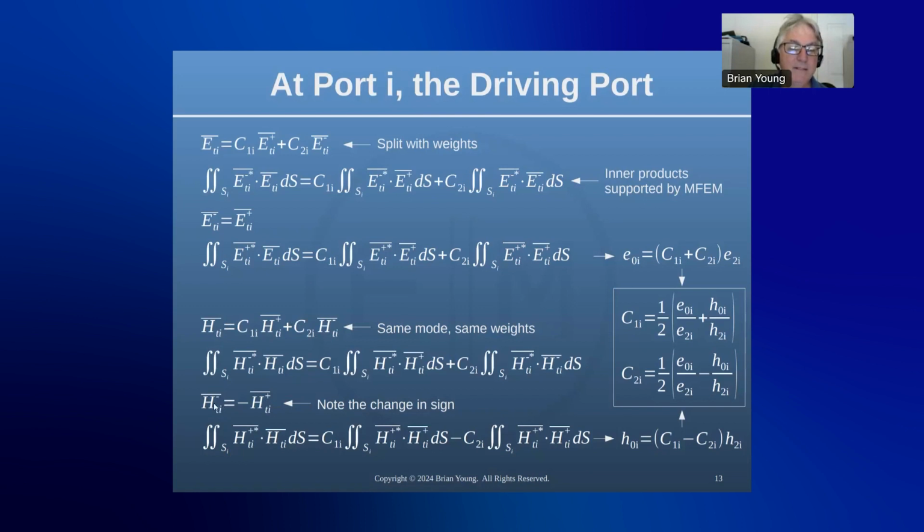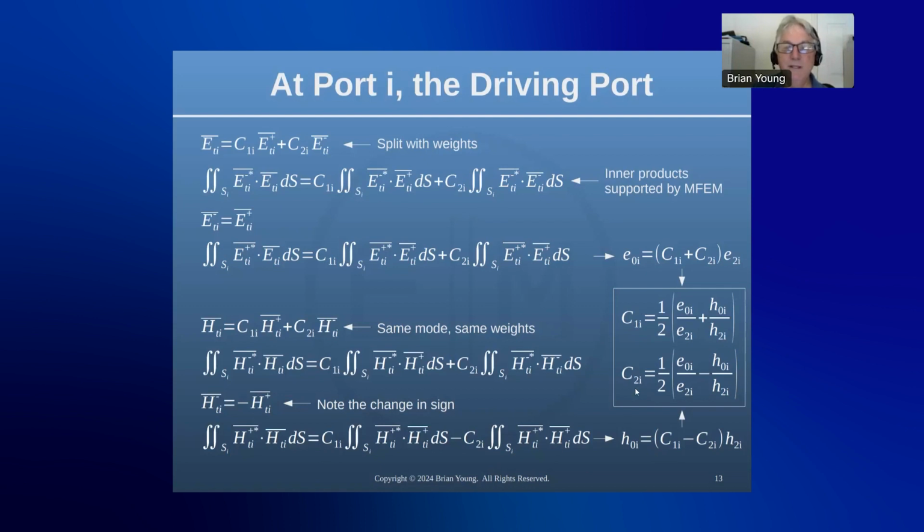Then repeat the operation for the magnetic field, and this is where the trick happens: when you replace the magnetic field with the negative component with the positive component, there's a sign change. So you work through the inner products and you end up with another equation, but now there's a minus sign in the equation, so that allows you to uniquely solve for the weights, splitting the positive and the negative directions of the waves.